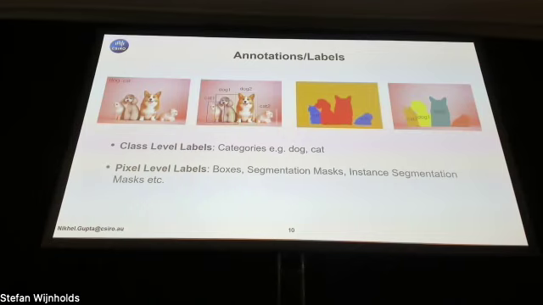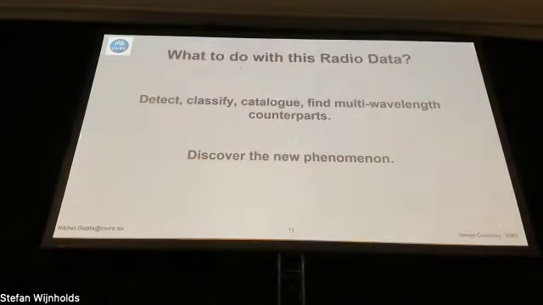There are different kinds of labels. Class labels are where you have information about, for example, whether there is a dog or a cat in the picture. And then there are pixel-level labels, where you have boxes, segmentation masks, or instance segmentation, where you have different objects colored in different masks as well.